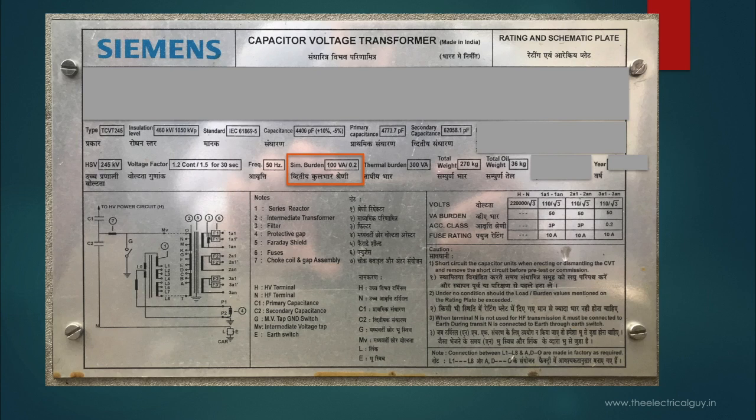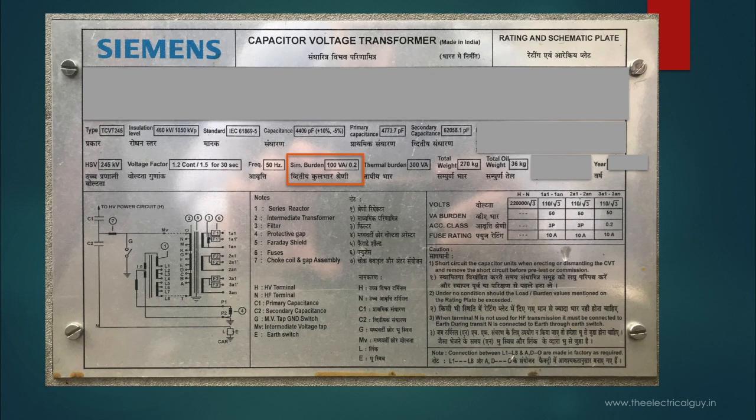Secondary windings of CVT is generally connected on a same core and hence burden connected on one winding may affect the accuracy of other winding. And hence it is specified that how much amount of total VA burden you can connect on all the three windings of CVT without affecting the accuracy of 0.2 class.